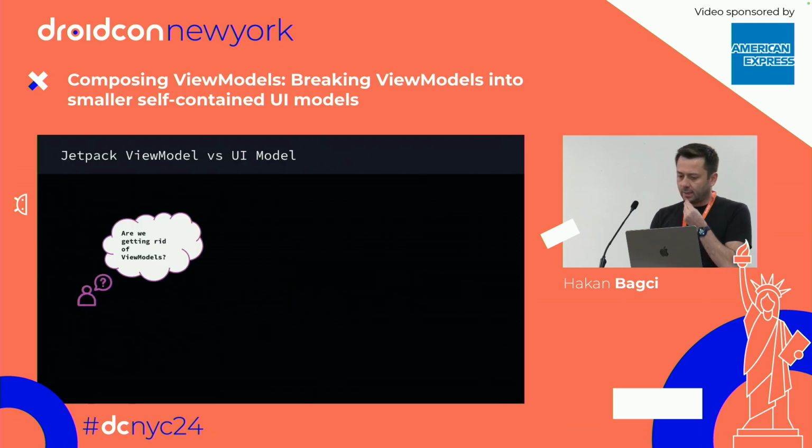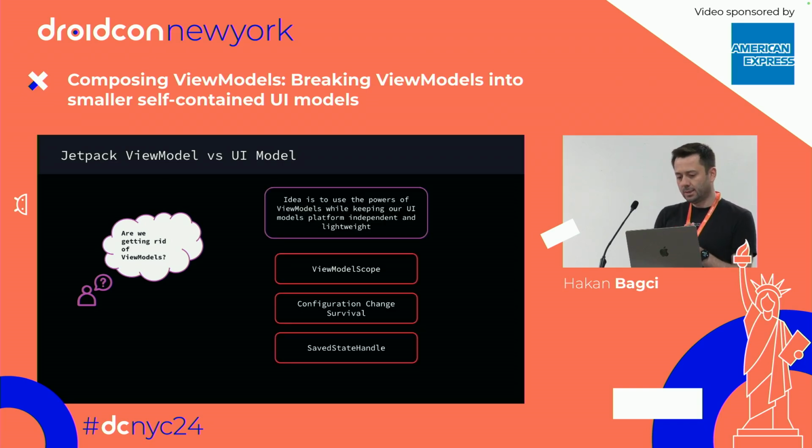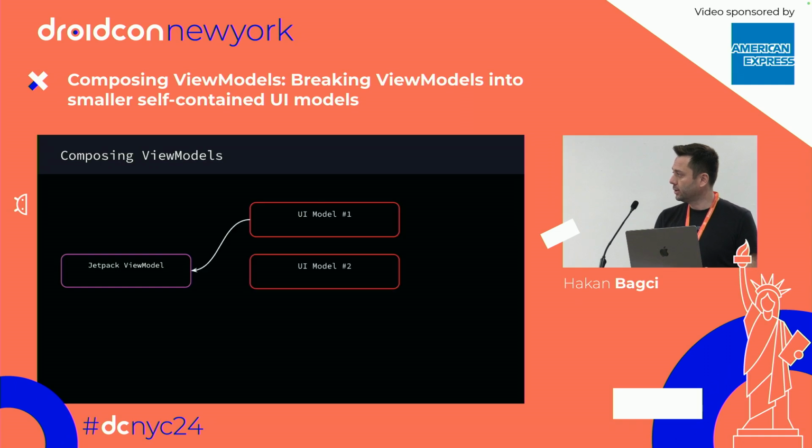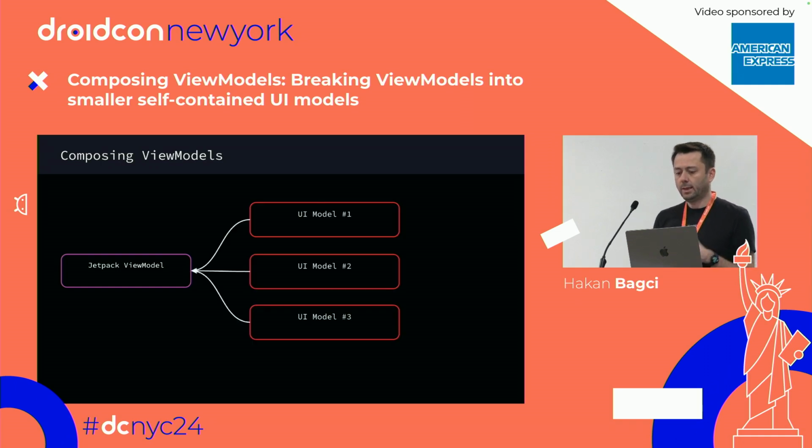So after actually comparing a view model and UI model, someone can ask, are we getting rid of view models? I think the answer is partially yes and partially no. So we want to use these superpowers of view models while keeping our UI models platform independent and lightweight. So how can we actually achieve that? So here's the idea. What about creating a parent-child relationship between a view model and UI models, so that view model can pass these superpowers to its children?